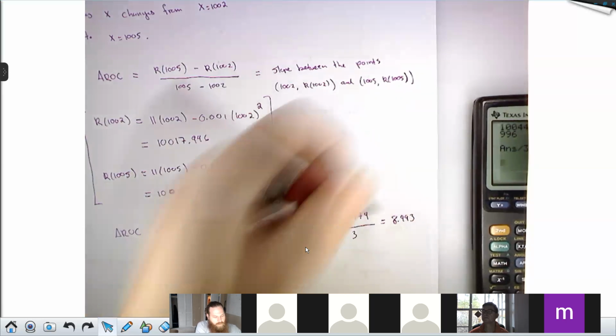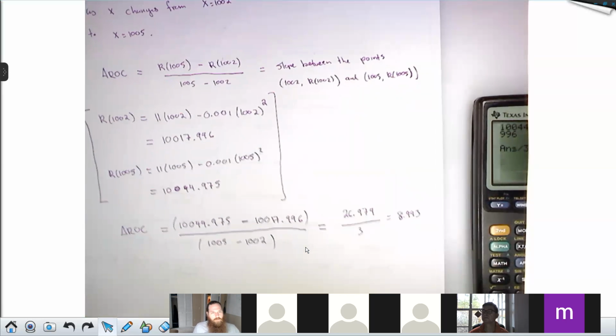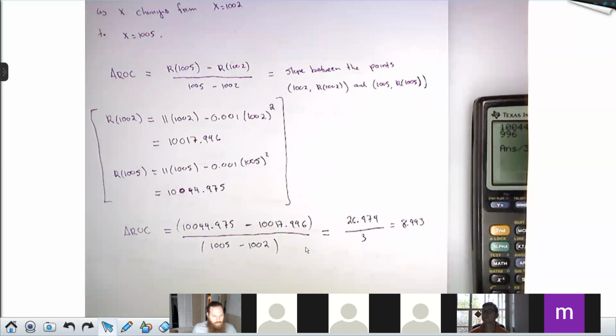And this was the change in revenue as they went from manufacturing 1002 gadgets to 1005 gadgets. So we would say that the revenue went up by $8.993 per item.